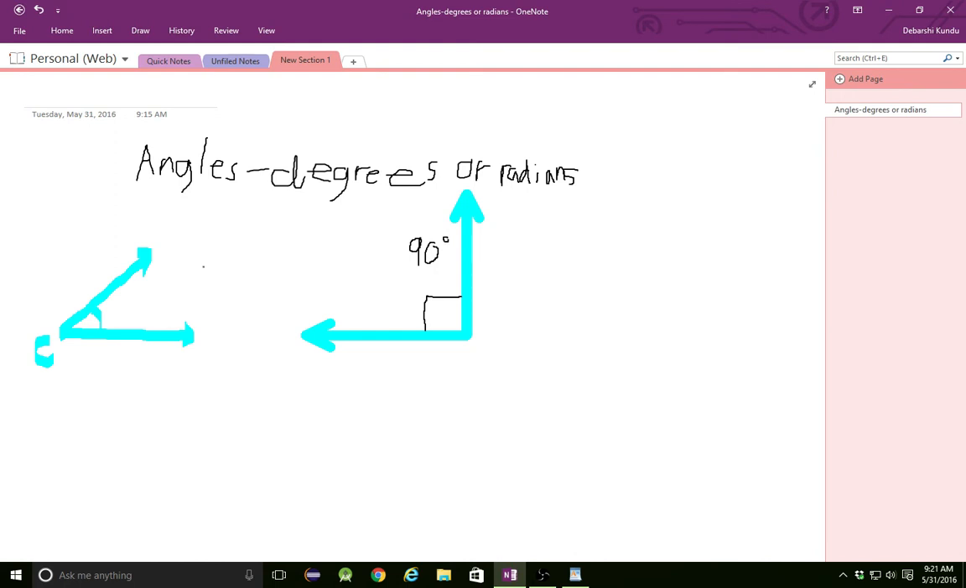So this is an acute angle over here, which is less than 90 degrees. Acute. You can kind of think of it as, hey, look, it's a cute angle. It's less than 90 degrees. It's cute, a cute angle. So less than 90 degrees is acute. And this is a right angle.